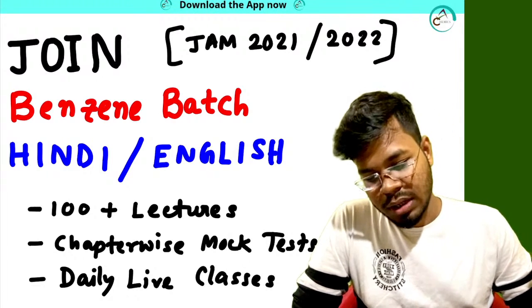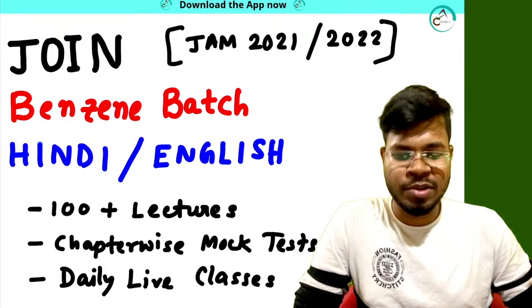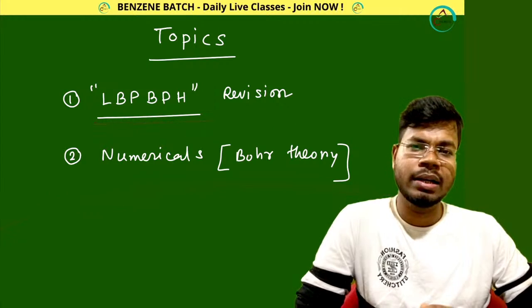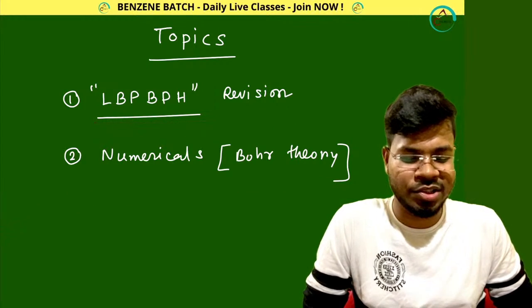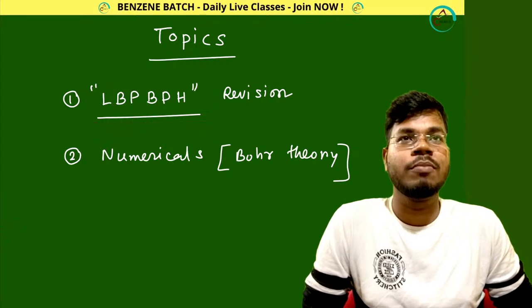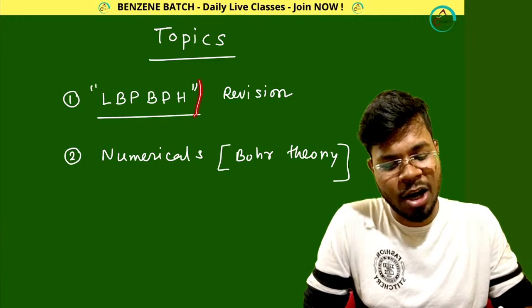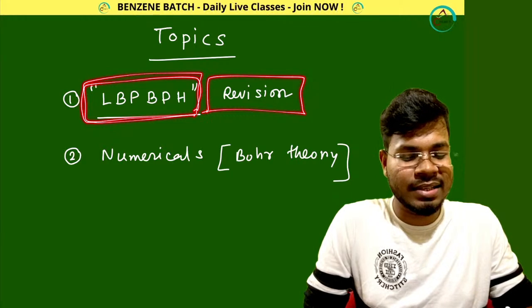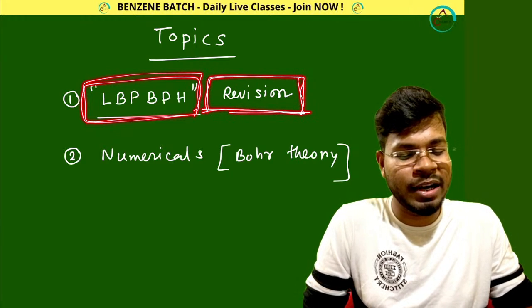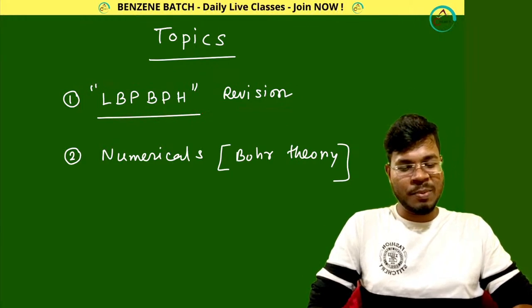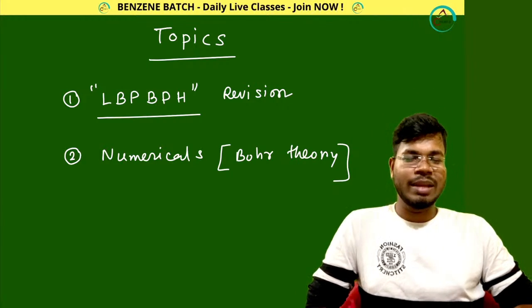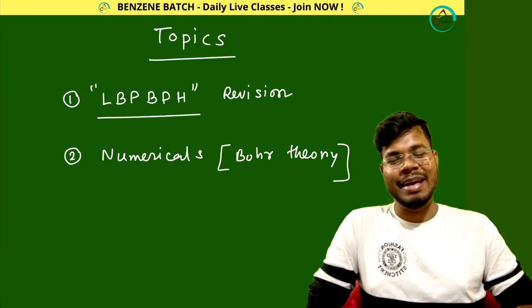As I told you, at 4:45 p.m. I will be starting solving some numericals on that. Some Bohr theory, those are very important for your JAM examination. I will be telling you what this LBP-BPH is. This is actually a revision session, because in the benzene batch I have already told this thing. Even I will be telling you that one. Nothing to worry. What is LBP-BPH?